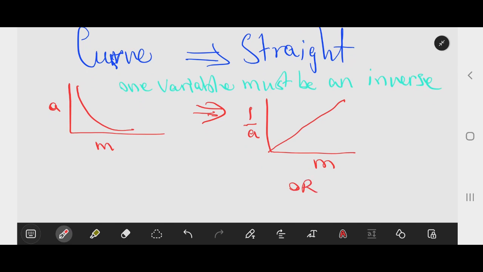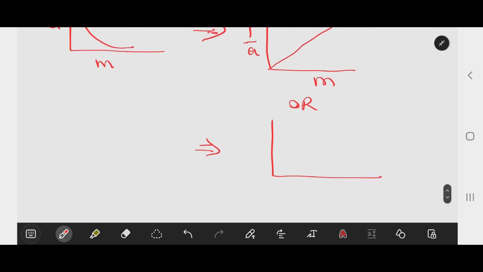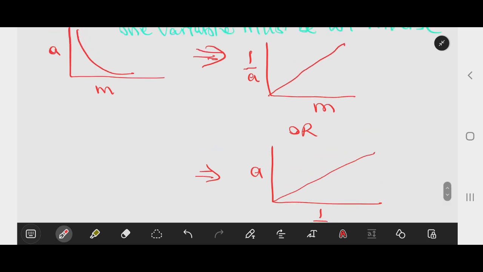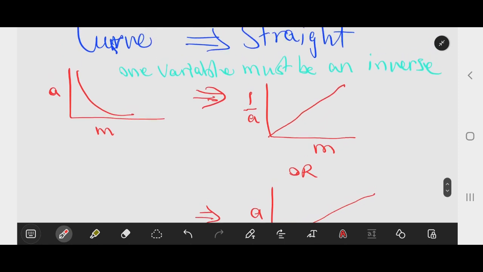Or we can have a graph of 1 over mass versus acceleration. We can also obtain a straight line, right? So one of the variables must be an inverse in order for us to get a straight line, okay? Because the relationship between the acceleration and the mass of the object is an inverse relationship, and we cannot apply our graphical analysis in this case, right? So we convert this into a straight line. When we convert this into a straight line, one of the variables must be an inverse, right? So how do we convert one of the variables into an inverse?